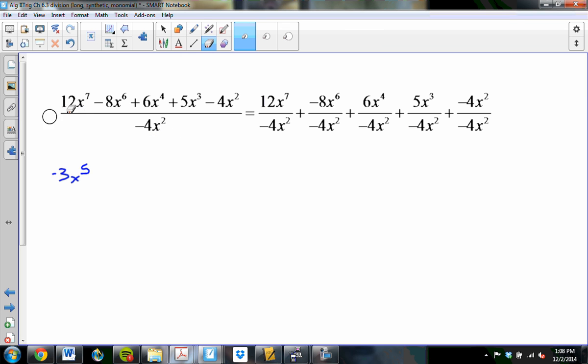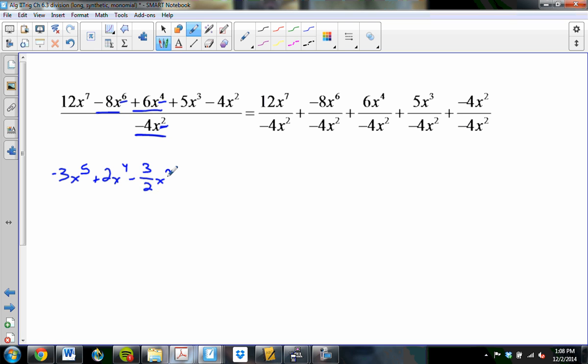And then I'm going to do negative 8 divided by negative 4. Negative 8 divided by negative 4 is positive 2. X to the 6th divided by x squared is x to the 4th. Positive 6 divided by negative 4 reduces to negative 3 over 2. 6 over 4 is 3 over 2. And x to the 4th divided by x squared is x squared. 5 and 4 can't reduce at all, so I'm going to just keep this negative 5 over 4x, because x to the 3rd over x squared is just x.